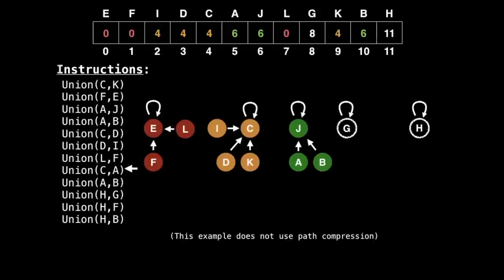Now I want to merge C and A. So this is an interesting example. I find C's root node, which happens to be C, and I find A's root node, which is J. Now component orange has 4 elements, but component green only has 3. So I'm going to merge the green component into the orange component. So now J is going to point to C.